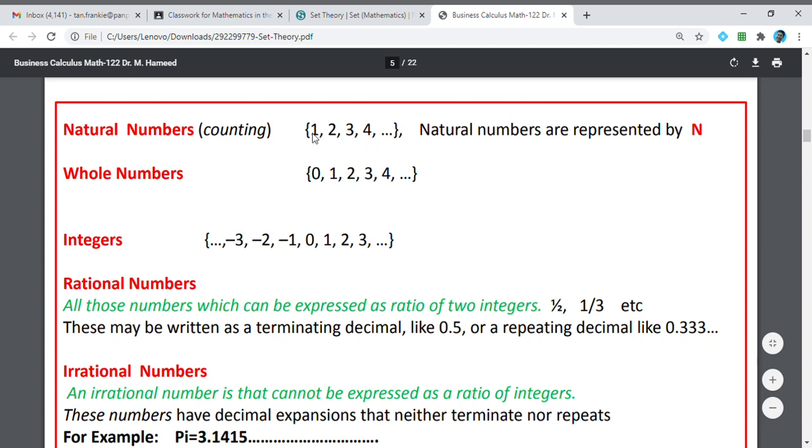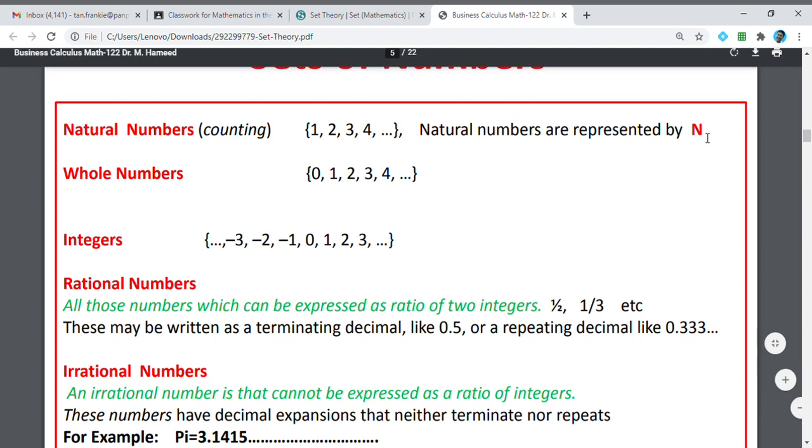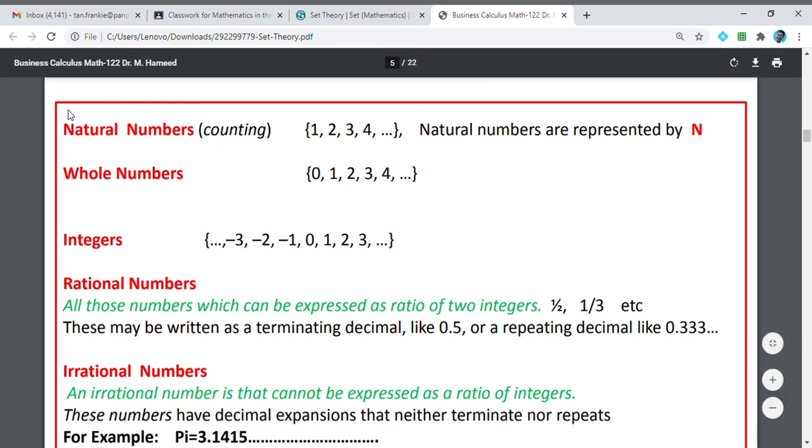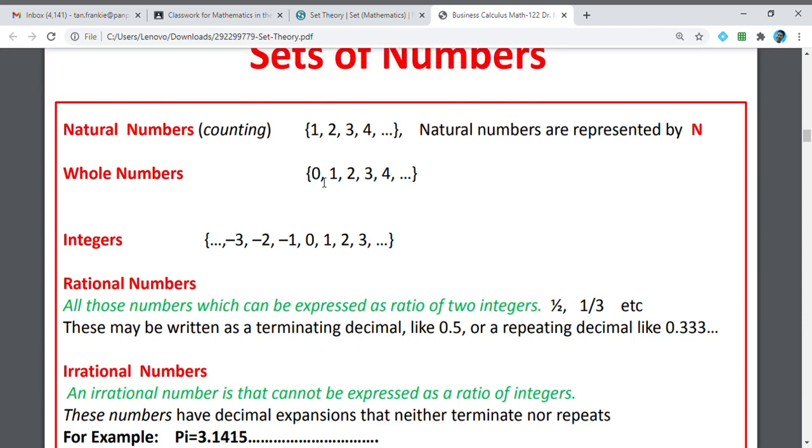So this is the set of natural numbers or counting numbers, and it is usually denoted by capital N. Then we have whole numbers. From the set of your counting numbers or natural numbers, if you're going to combine 0, then we call it whole numbers. Okay? So the set of natural numbers plus 0 will comprise a bigger set of numbers, which is known as the whole numbers.